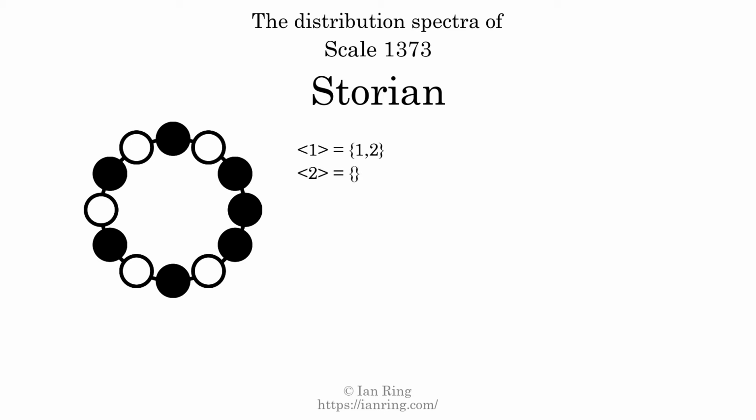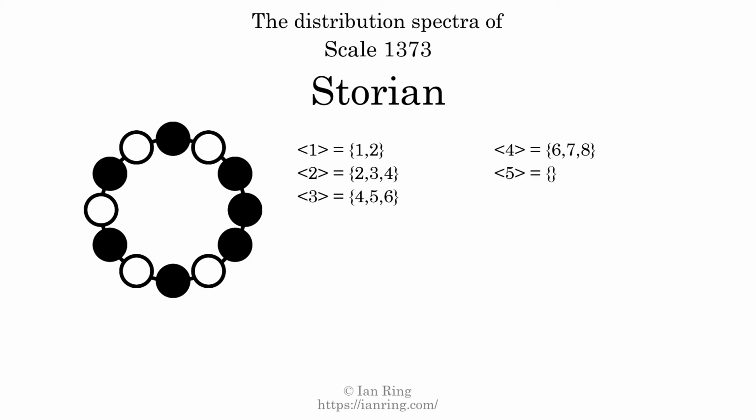The generic interval of two scale steps comes in three different specific interval sizes, 2 semitones, 3 semitones, and 4 semitones. The spectrum width of this generic interval is 2. The generic interval of 3 scale steps comes in 3 different specific interval sizes, 4 semitones, 5 semitones, and 6 semitones. The spectrum width of this generic interval is 2. The generic interval of 4 scale steps comes in 3 different specific interval sizes, 6 semitones, 7 semitones, and 8 semitones. The spectrum width of this generic interval is 2.